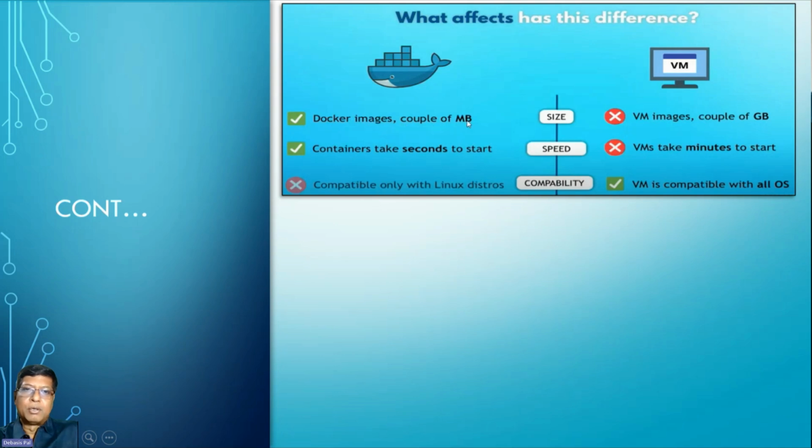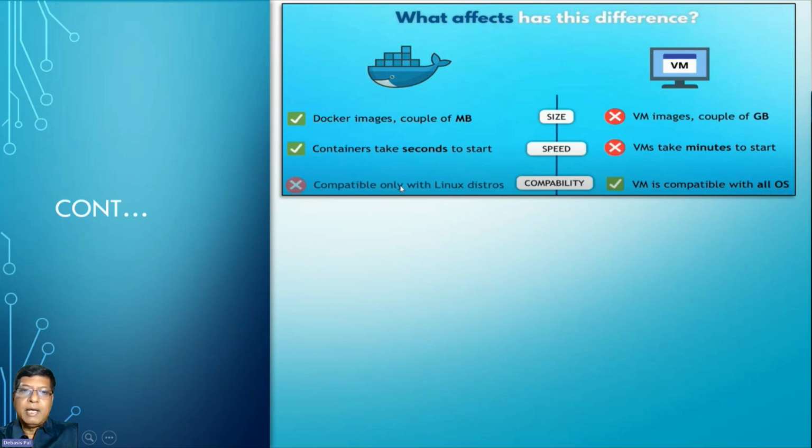Docker images are a couple of MBs, whereas virtual machine images are a couple of GB. So you can see the difference. Containers take seconds to start, whereas virtual machines take minutes to start. It is a bottleneck. When you come to today's applications, you cannot afford minutes for the application to be in the picture.